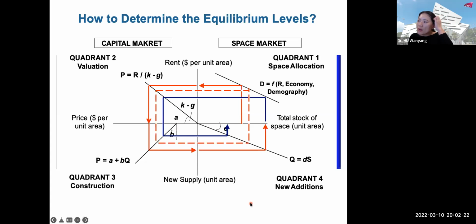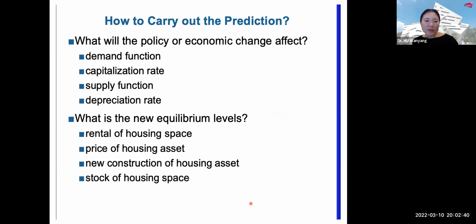Next we are going to look at how changes in economic conditions and also in policies will affect the equilibrium levels. The reason that this model is useful is that we can do some prediction. So how do we carry out the prediction?